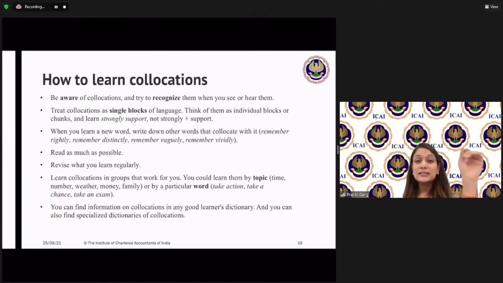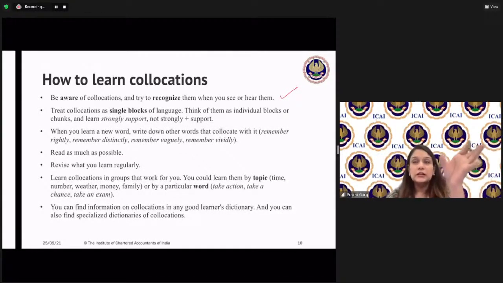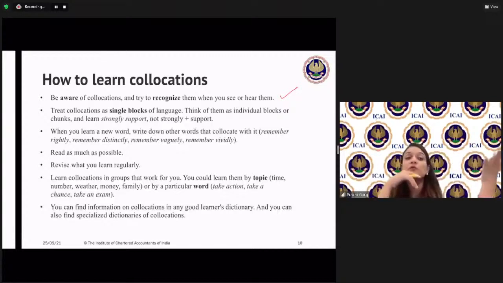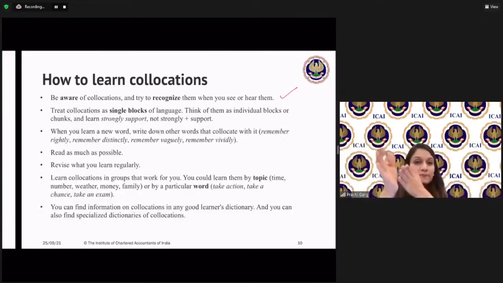Treat collocations as a single block of language. Think of them as individual blocks or chunks, and learn them that way, like strongly support. So, basically, you should treat those phrases or groups of words as a single block of language, not individual words, right? Don't remember them separately. Remember them together. If you're using strongly support, that means strongly support is together, not two separate words, right?